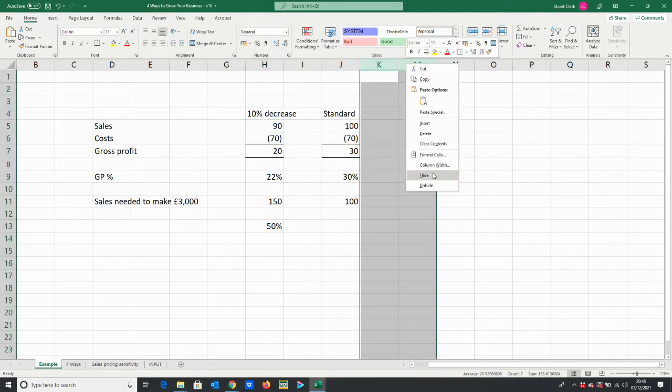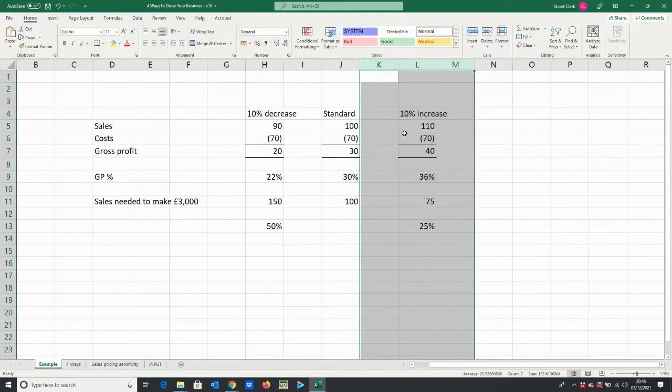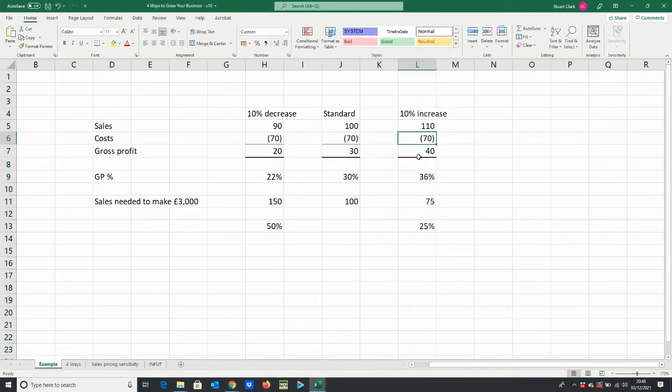Conversely, if we decide to increase our prices by 10%, again, our cost of sales are the same. We're now making £40 gross profit and a 36% margin. So in order to make £3,000 worth, we need to do 75 sales. So 25% less than it was at the normal price. Therefore, if you're working all the hours that God gives and you can't afford to take on any new members of staff, then increasing the price can be a win-win. Either you make extra profit that you can then use to hire new team members, or you lose 25% of your customers, but actually you're making the same amount of money and have freed up a hell of a lot of time.